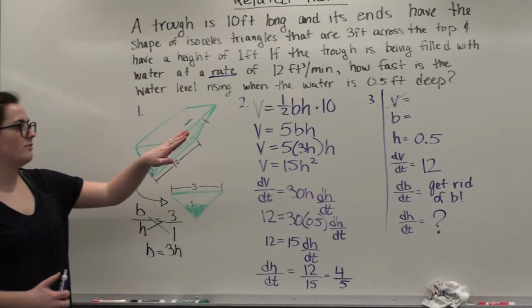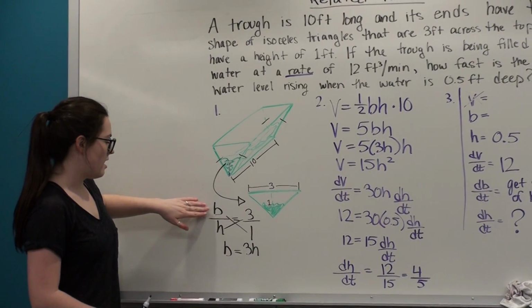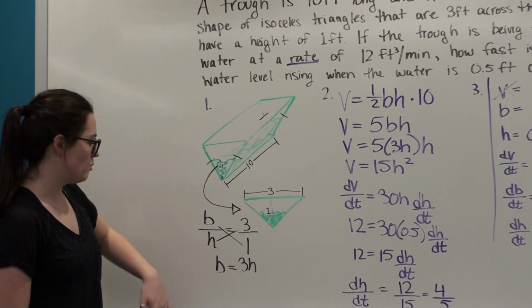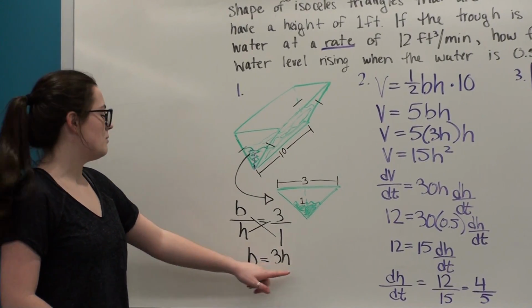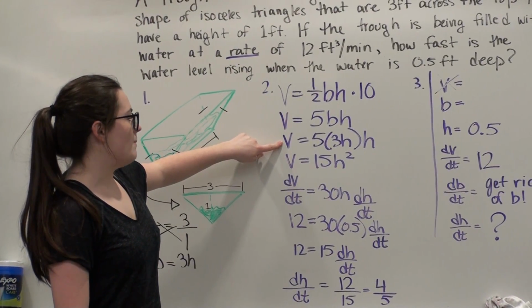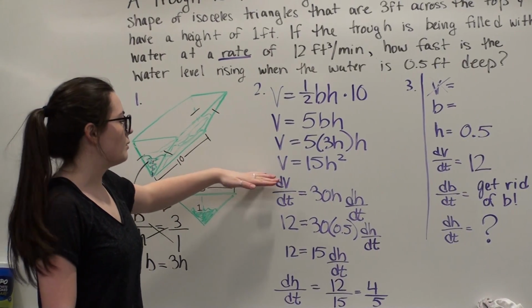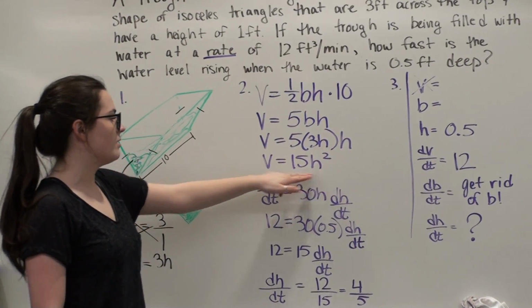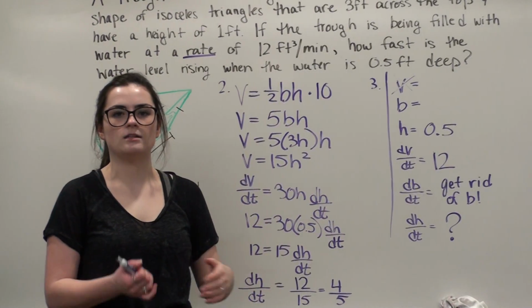We wanted to get rid of b and the base, so I set up a proportion in terms of the base. So base over height is 3 over 1. We isolate b and we get that the base is 3h. We can immediately substitute that into our formula so that we get, once we simplify that, V is equal to 15h squared. Now that we have our formula completely simplified and every variable we have in here we know the value of, we can finally differentiate.